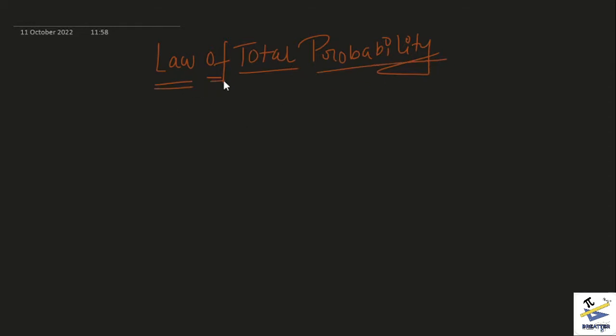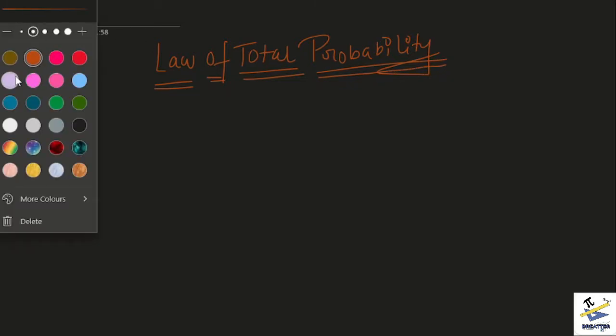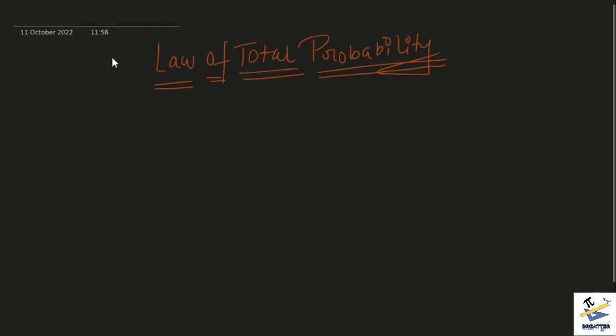Now in this video we are going to discuss, as I have said before, the law of total probability. So let me first give out the heading. We are going to discuss the law of total probability. Okay, so the law of total probability is a theorem which connects the probabilities of different events which originate from the same branch.